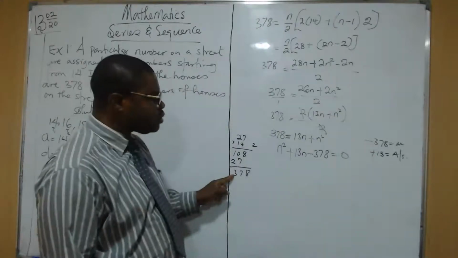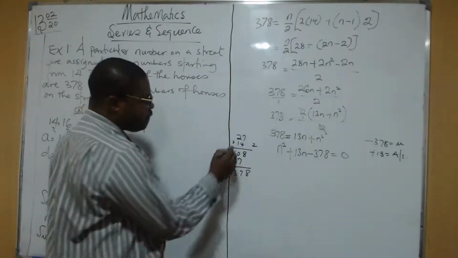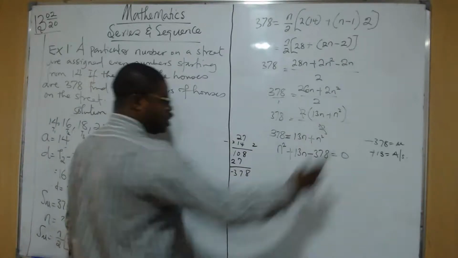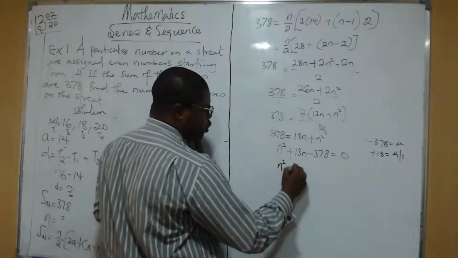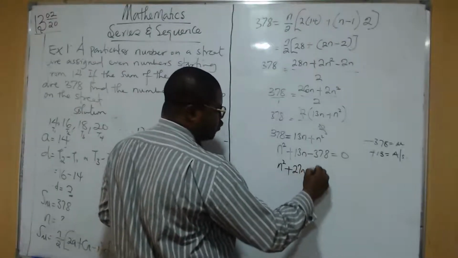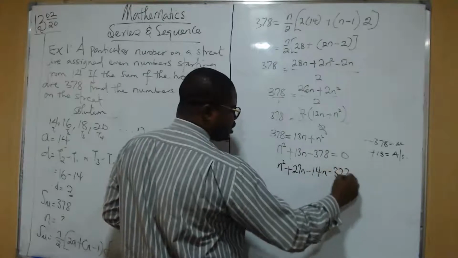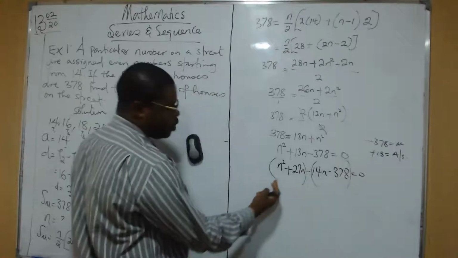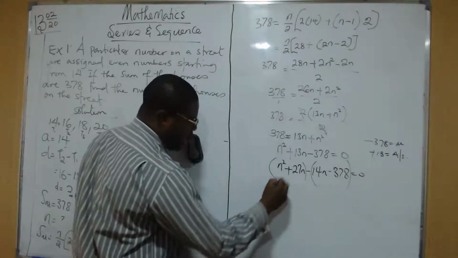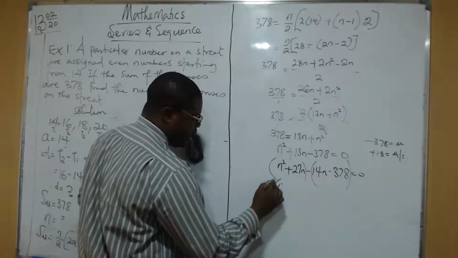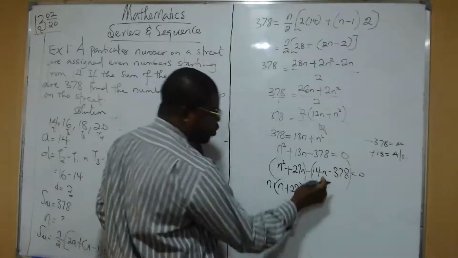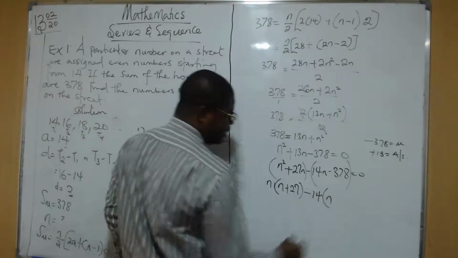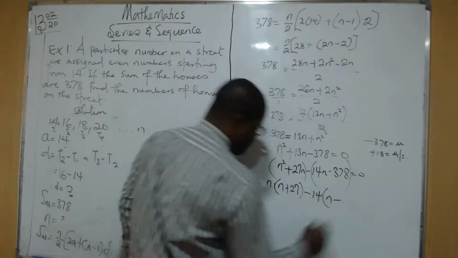Now the question is, here we have minus and there we have plus. How do I do that? If I have minus 14 times 27, I have minus 378. So n squared plus 27n minus 14n minus 378 equals 0. Now, if you look at this, something is common here. What is common between these two? We have n, into bracket n plus 27. Now, what is common between these two? We have 14. Also, we have n minus.